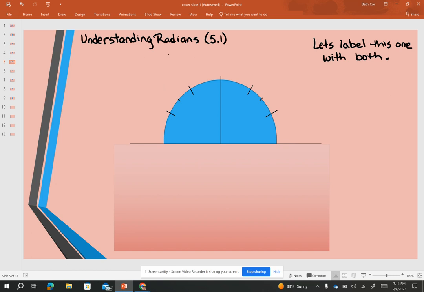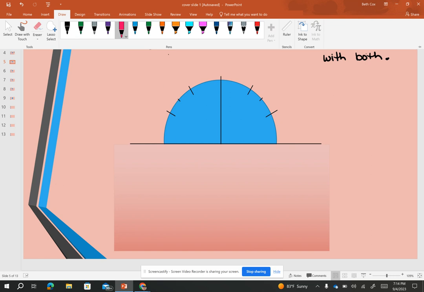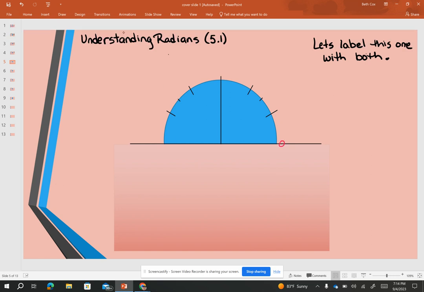Okay, we started at 0. And then we had 1/6. And this was 2/6. This was 3/6. This was 4/6. This was 5/6. And of course this was pi. Now I'm going to reduce these. This would be pi over 2. This would be pi over 3. And this would be 2 pi over 3. So I got those reduced.